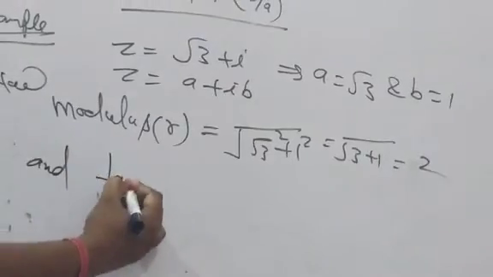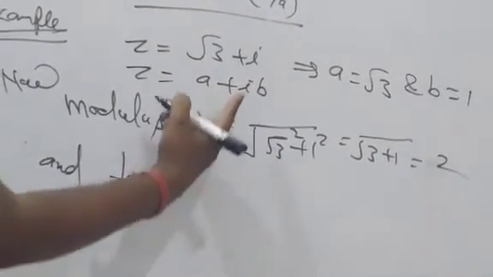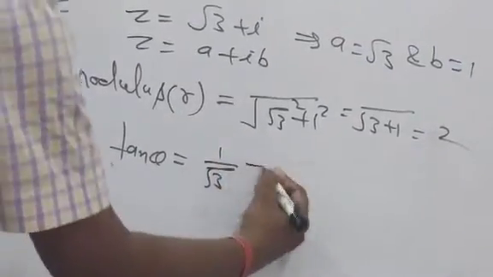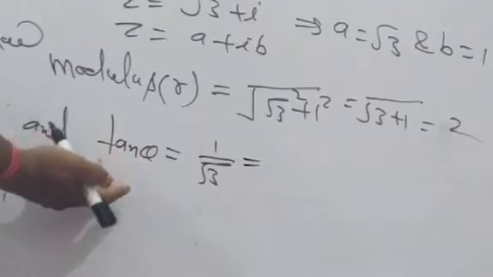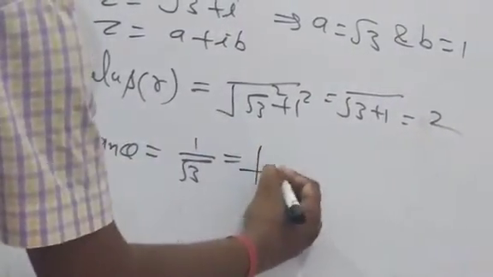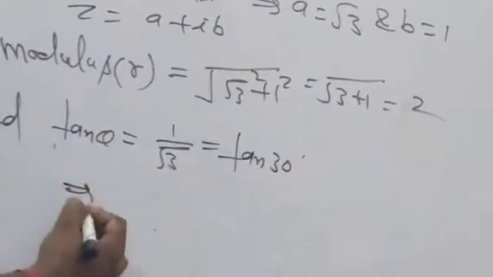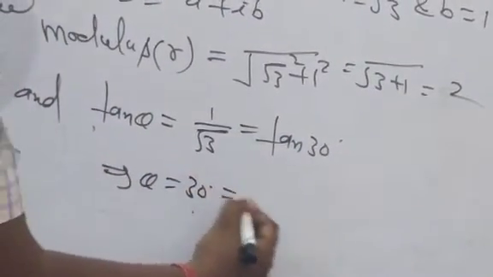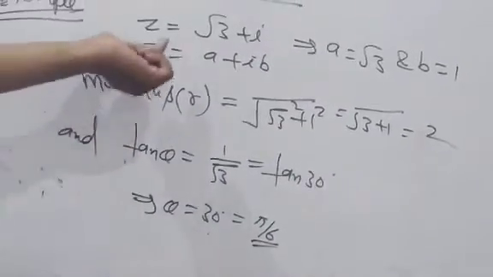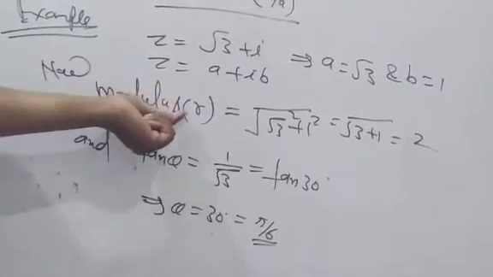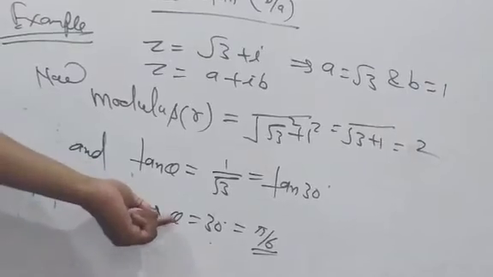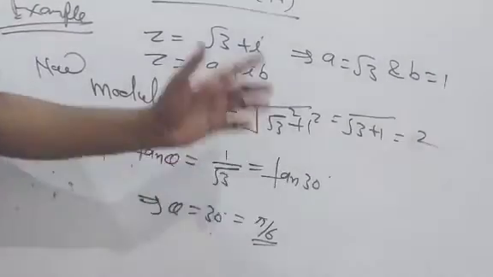And for the argument, tan theta is equal to b by a, that is 1 by under root 3. In the tan ratio, which degree gives 1 by under root 3? Tan 30 degree. So theta is equal to 30 degree, that is pi by 6. Therefore the modulus r is equal to 2 and the argument, meaning amplitude, theta is equal to pi by 6.